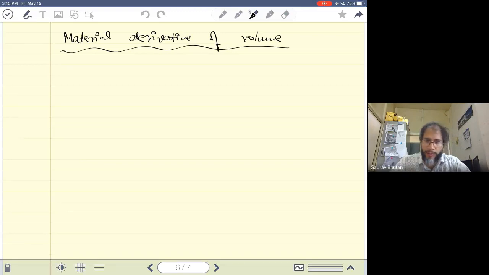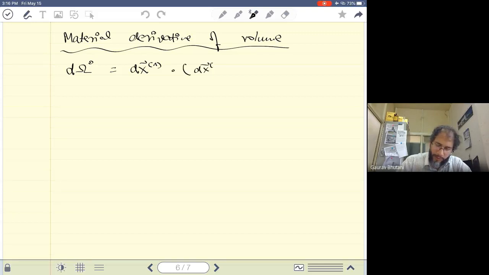Right? This one's going to be much more straightforward. So we'll be writing d omega naught as the volume in the reference configuration. To write the volume, you need three vectors. And you already know that the scalar triple product between three vectors is the volume of the parallelepiped. So in the reference configuration, we have three vectors, dX1 dotted with dX2 cross dX3.